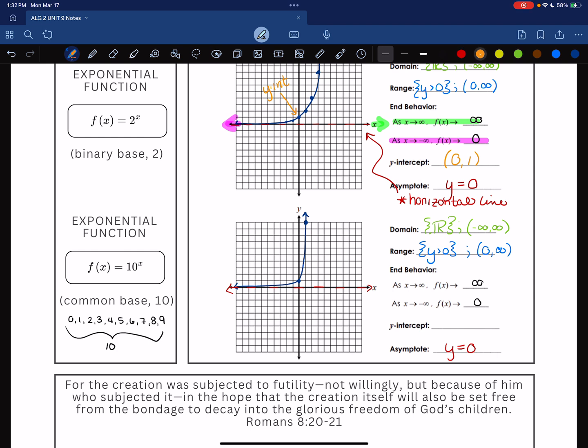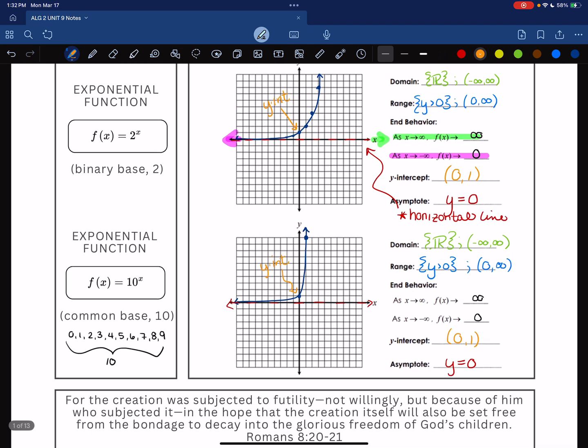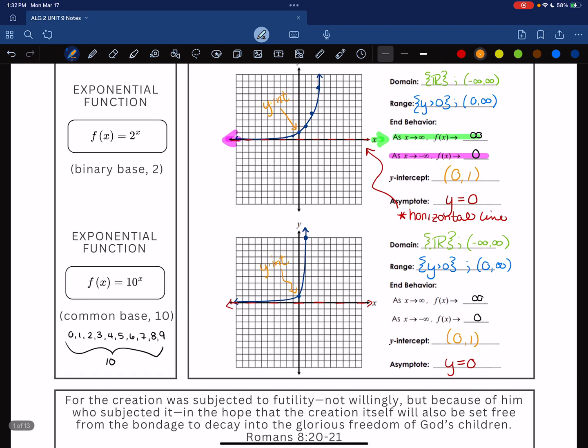The intercept, again, our y-intercept where it crosses on the y-axis is at (0, 1). So do you see how everything lines up the same? The only difference here is the way that it grows each and every time.